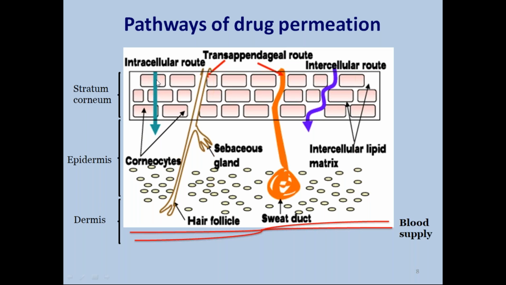So if the drug passes directly through the cells, they are rich in keratin, they are dead cells. That route is known as the intracellular route. Usually hydrophilic drugs or polar drugs pick up the intracellular route. Am I clear? Yes.